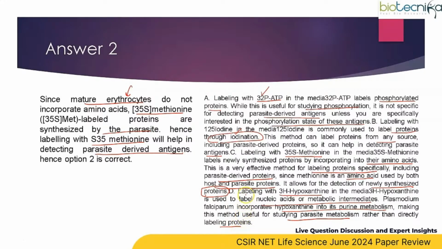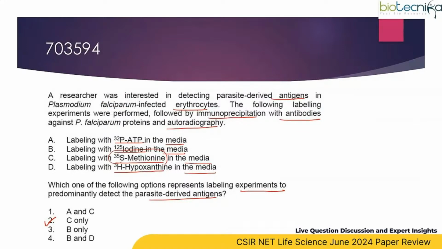But if you have to identify the antigen, whether it is present or not, if you're detecting the disease, for that purpose we need S35 methionine-labeled proteins. So the right answer is only C: S35 methionine, which you should add in the medium to detect the parasite-derived antigens.